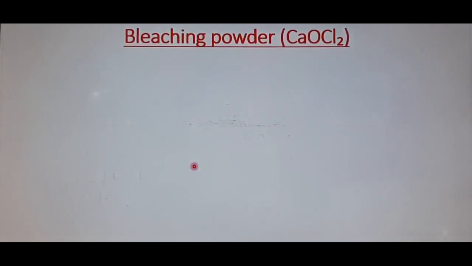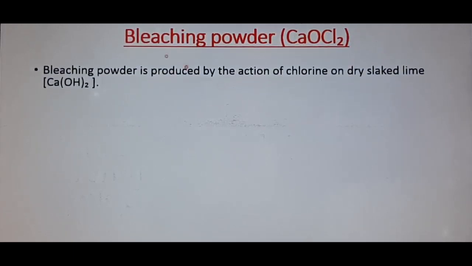The next substance which we have to do is bleaching powder, and its chemical formula is CaOCl2, and it is also known as calcium oxychloride. So bleaching powder is produced by the action of chlorine on dry slaked lime. Dry slaked lime is also known as calcium hydroxide. So you just have to link all the reactions.